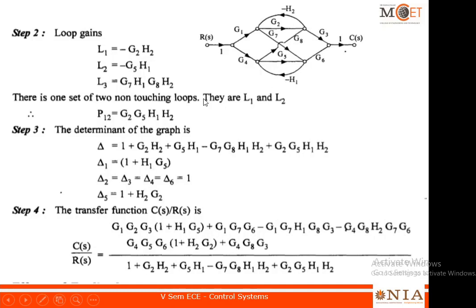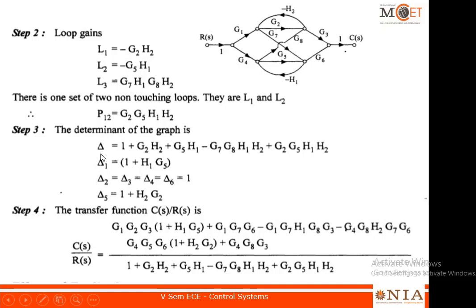So with that you can compute your del. Del is 1 minus the sum of all these terms, plus this term. There is only one term in the two non-touching loop case, so plus this term. There is no term in the three non-touching loop case, so you don't have another term here. It is 1 minus the sum of these three, plus this element. So that is your del.